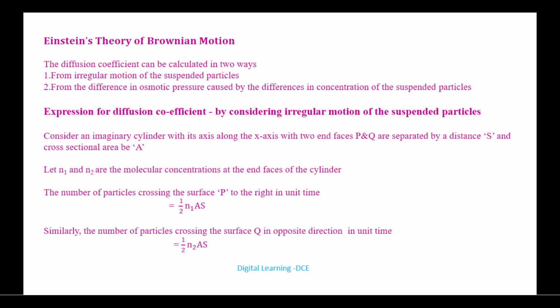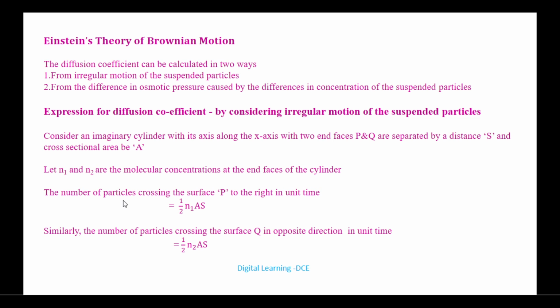For that, let us consider an imaginary cylinder whose axis is along the x-axis and whose two end faces are P and Q. These two are separated by a distance S, meaning the length of the imaginary cylinder is S, and its cross-sectional area is A. Let us assume that N1 and N2 are the molecular concentrations at the end faces of the cylinder.